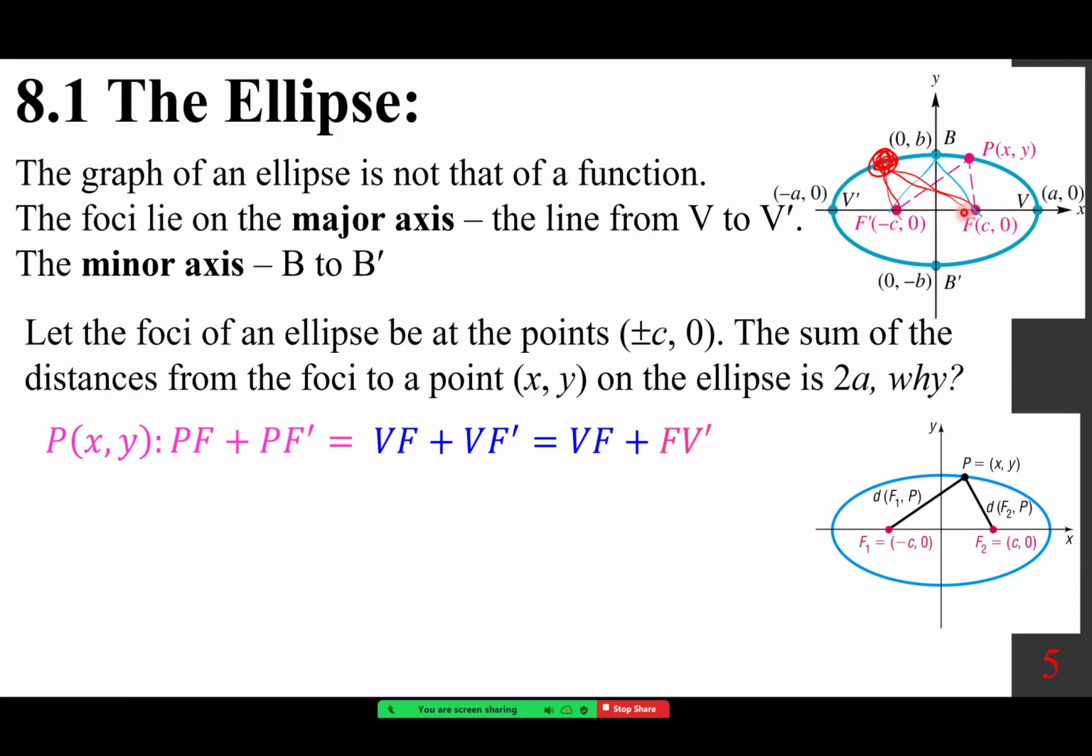So you notice this distance is c, the distance is also c when we go from negative c, comma 0 to 0, 0, or from 0, 0 to c, comma 0. This distance is the same as this one. So VF plus FV prime makes it VV prime. And if this is a, and so is this, so VV prime is 2a. That's the proof.